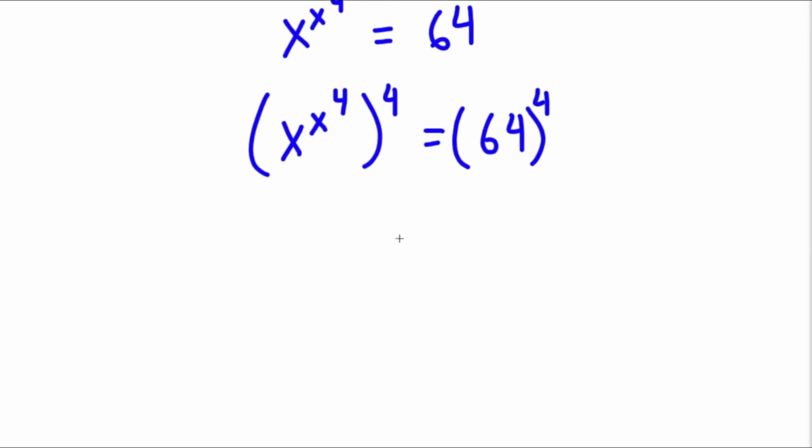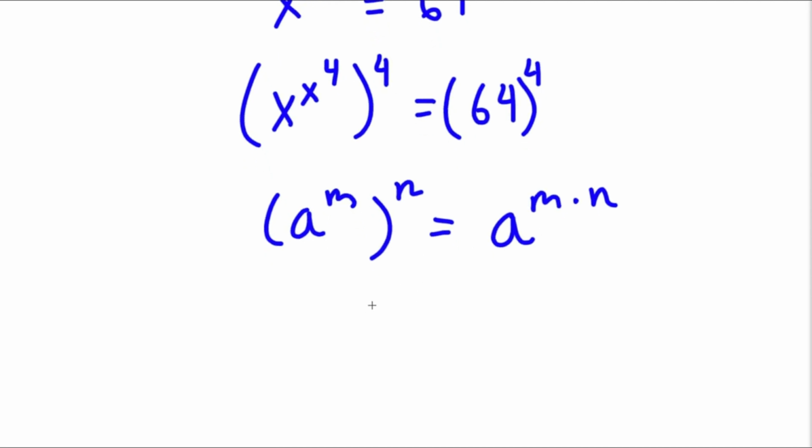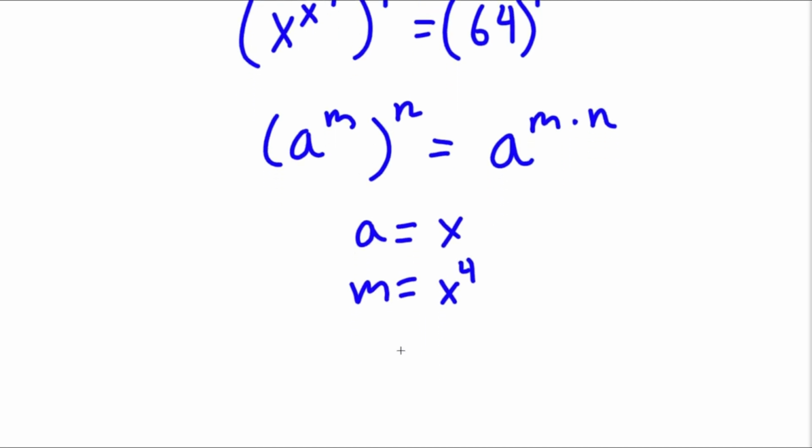Now, if I have something in the form a to the power of m to the power of n, this is equal to a to the power of m times n. So in this case, a here is equal to x, m is equal to x to the power of 4, and n is equal to 4.